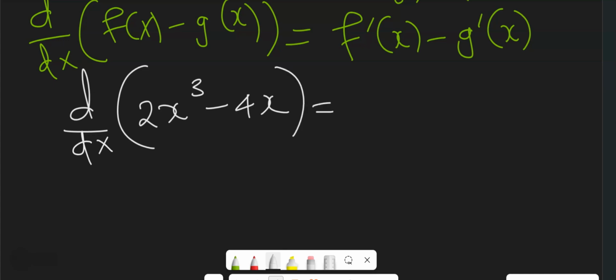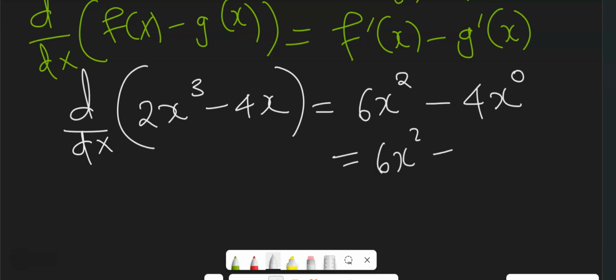So as I said, this should be 3 times 2, that is 6, x power 3 minus 1, that is 2, then minus 4 times x, which is power 1, so 4 times 1, that is 4, then x power 1 minus 1 is 0, you don't need to include it. So this basically means 6x squared minus 4, and this is the answer. It's simple as that.